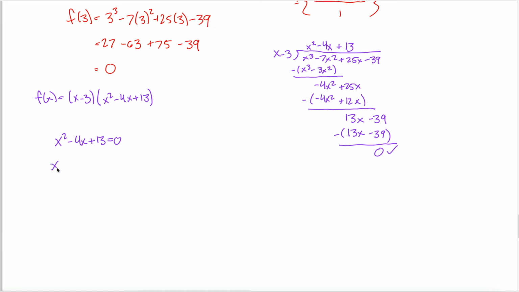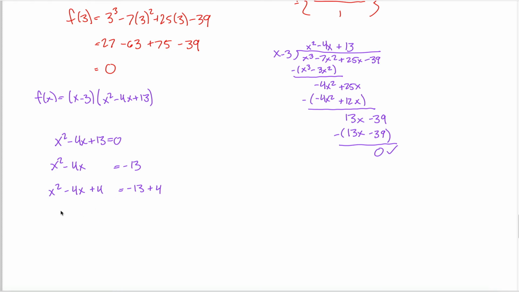Subtract 13 from both sides of the equation, so you get x squared minus 4x equals negative 13. Then figure out what number you can add to both sides of the equation to leave you with a perfect square on the left side. In this case, that number is positive 4, because half of negative 4 is negative 2, and negative 2 squared gives me this positive 4.